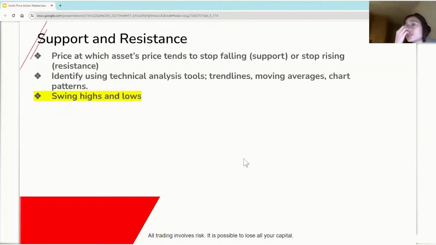Okay, so support and resistance is basically the price at which an asset's price tends to stop falling, which would be your support level, or start rising, which would be your resistance. So you would identify these levels using technical analysis tools such as your trend lines, moving averages, and chart patterns. And these would be your swing highs or your swing lows.